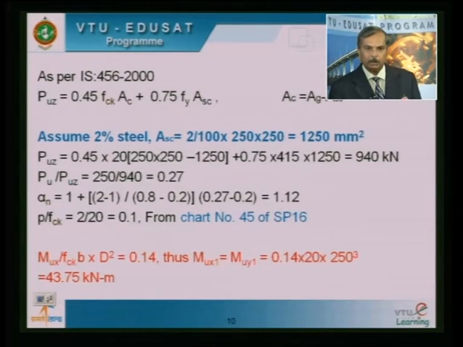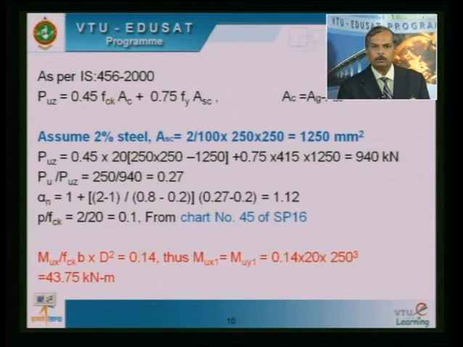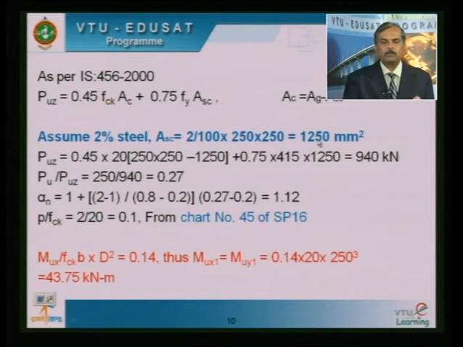Some calculations are involved in both approaches, but I am just starting with 2% of steel so that we can check the adequacy. So what is the 2%? 2 upon 100 into 250 into 250, it is 1250 mm square.